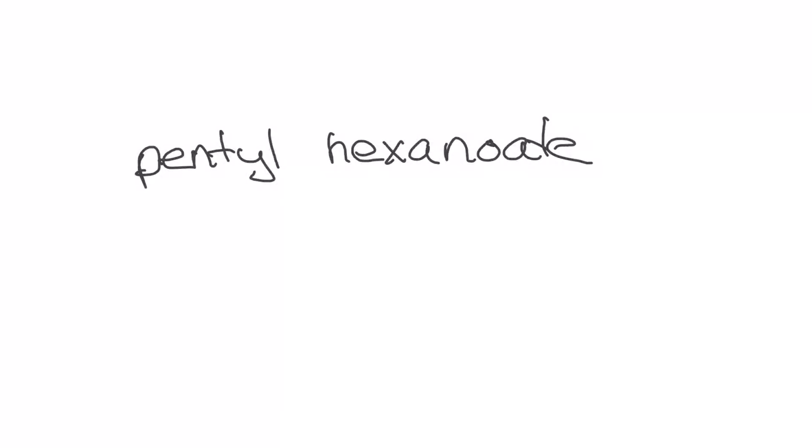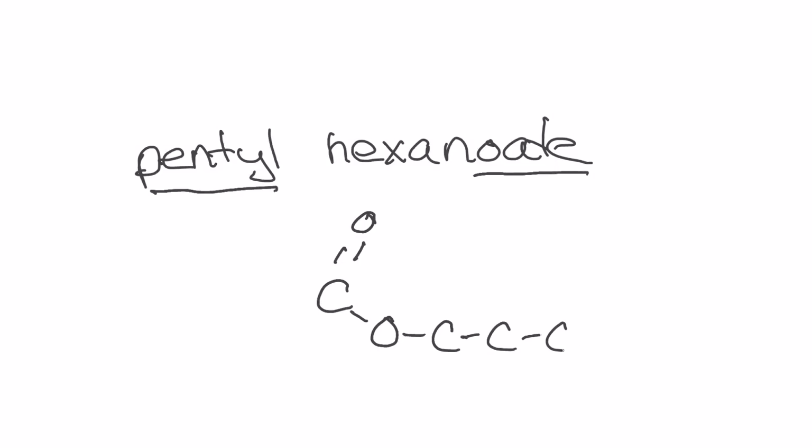What happens if you're given a name and you have to draw it? Well, I look at this name and I see OATE at the ending, so I know it's an ester. So somewhere in the molecule, I have to have the C double bond to the O and the C also single bonded to the O. The first part comes from the alcohol side, which is next to the single bond O, and it says pentyl. So pent meaning 5, so I must have 5 carbons next to that O. 1, 2, 3, 4, 5, and I can add the hydrogens.